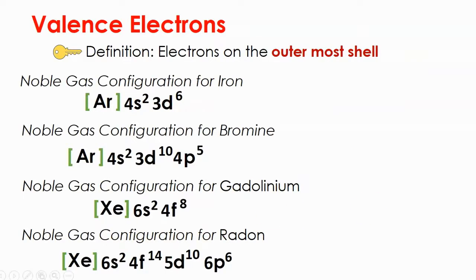These are our noble gas configurations for the examples 1 through 4 that we did in this video. Can you pause the video now and count the number of valence electrons for each of these elements? So hopefully you got your answers correct and you were looking for the highest principal quantum numbers inside of all of these noble gas configurations.